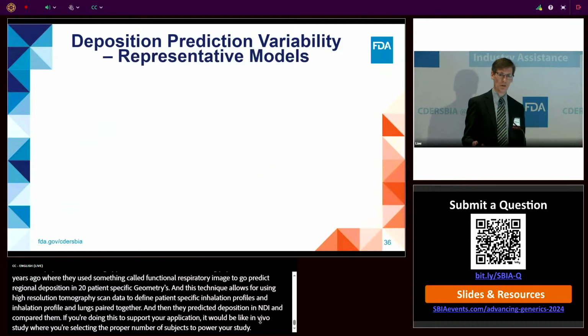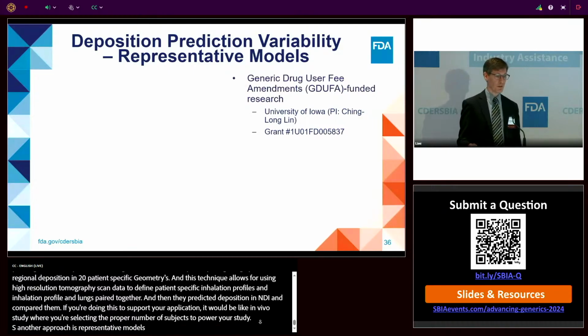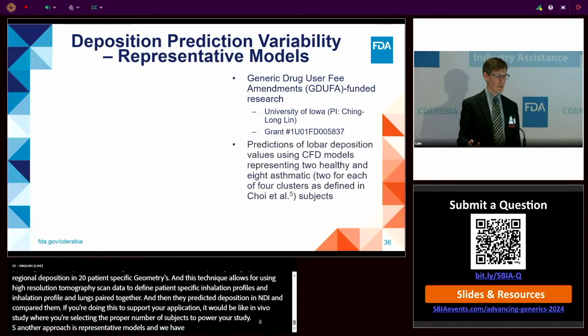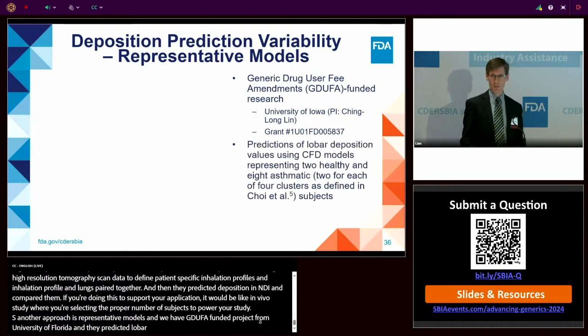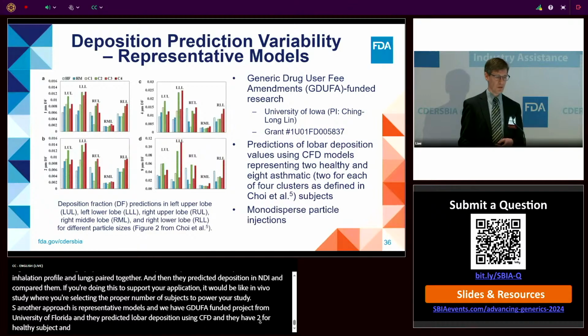Another approach could be to use representative models. And we have an example here from a GDUFA-funded research project at the University of Florida. And they predicted lobar deposition using CFD models. And they had 10 different models, 2 for healthy subjects and 8 for asthmatic subjects. And they predicted using monodispersed particle injections. So these results here are showing deposition predictions in the 5 different lobes for the 4 different particle sizes.